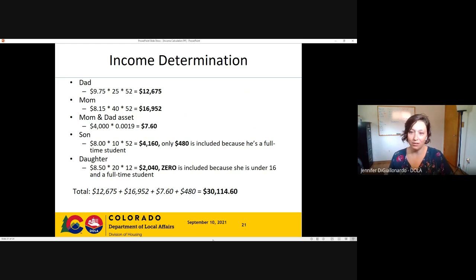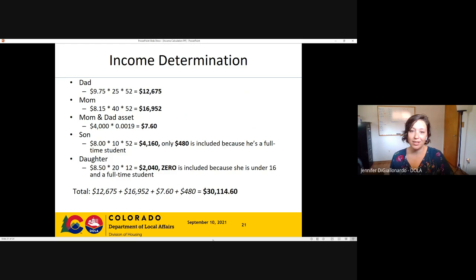We also have that son, and if you remember, he's 19 years old, and he's also a full-time student. So this was the trick in this example. He's got $8 an hour, working 10 hours a week, times 52, that's $4,160. We're only including $480 because he is a dependent and a full-time student.